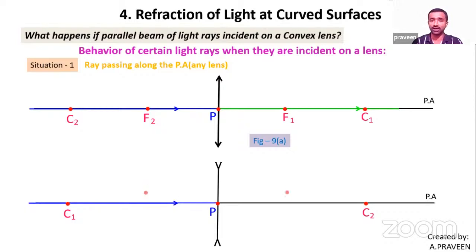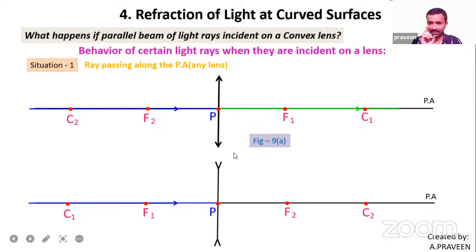So here we have the focal points. Then the light ray incident on a double concave lens, that is along the principal axis. So in this case also, we will consider that light ray incident normally on the double concave lens.